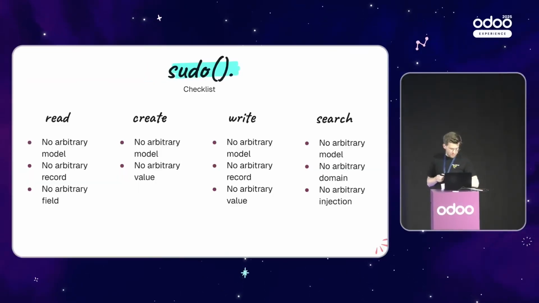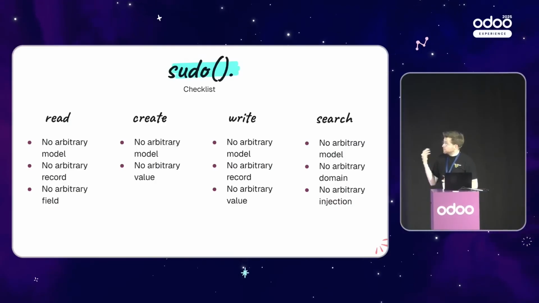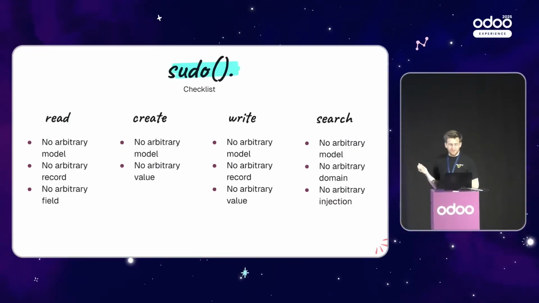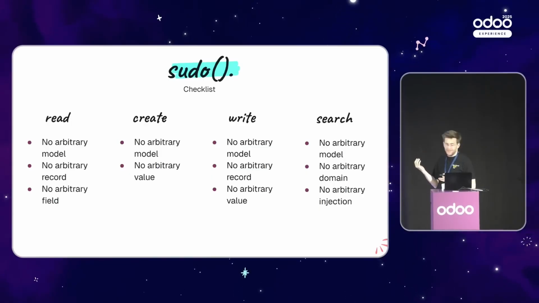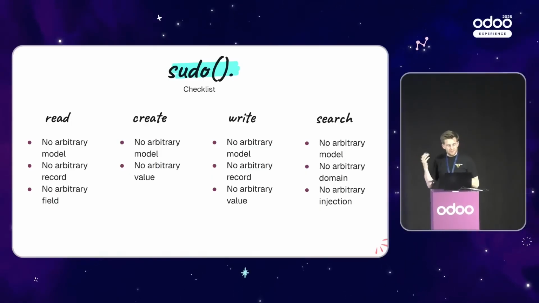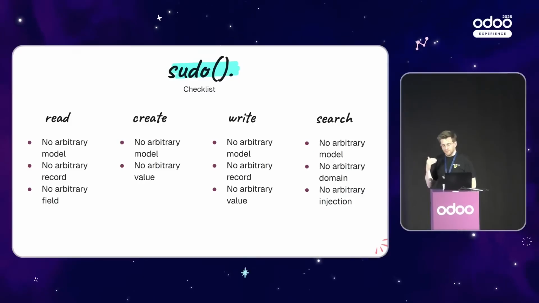So here is a simple checklist. When you do a sudo read, there shouldn't be arbitrary models. When it's a read, no arbitrary record, no arbitrary fields. For create, no arbitrary model or values. For write, no arbitrary model, record, or values. And a search.